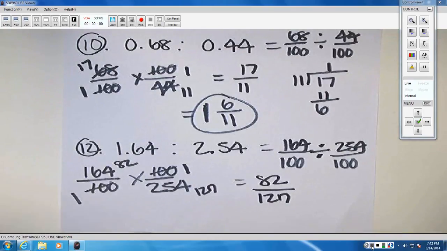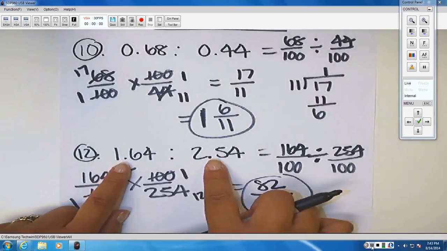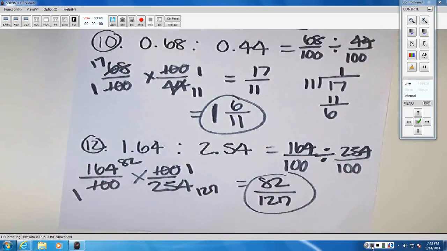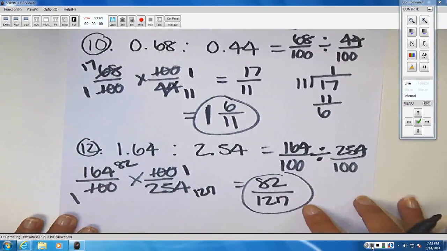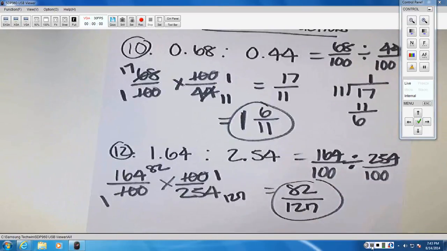And I can't reduce that any further, so I'm left with this fraction. So here's your final answer. This ratio, 1.64 is to 2.54, when we did our little tweaking in our math, we ended up with this fraction, 82 over 127. So that's ratios to fractions. Next, we're going to do ratios to decimals.